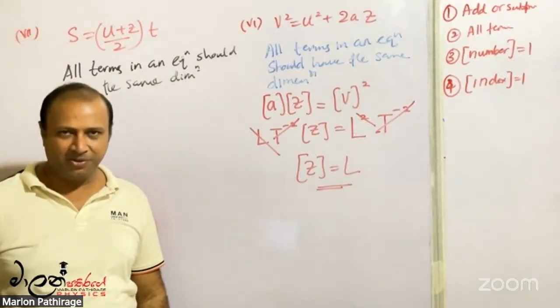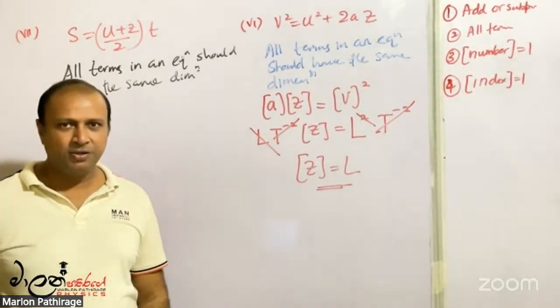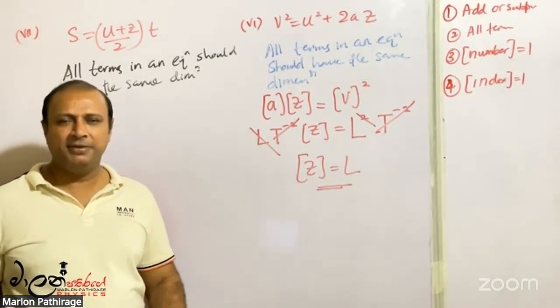What is the rule you are going to use to determine the dimension of Z? Ten, quickly.